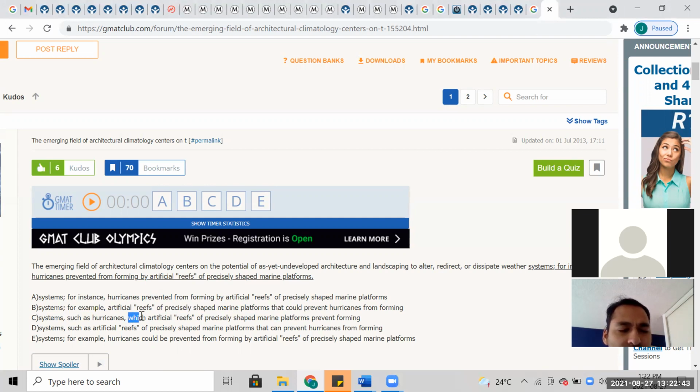Which artificial reefs of precisely prevent forming? I think there's just something wrong with that. Yes, it was sounding pretty awkward, because the which is referring to something. B and D were easier to eliminate. Now, which could refer back to both hurricanes as well as systems in C? Because if you look at it, such as hurricanes is basically a modifier, which is non-essential. Yeah, you're right.